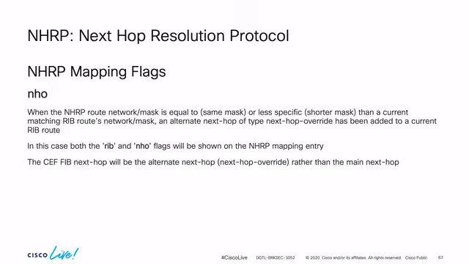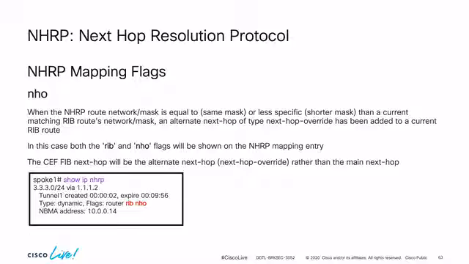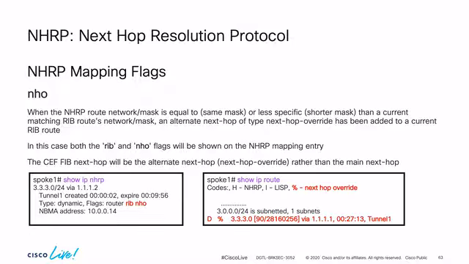So if you were to look at the routing table, you would see the RIB route being marked with a percentage symbol. In this particular case, you see this 3.3.3.0 via 1.1.1.1. This basically is a next hop override route, because the NHRP route which we had was less specific than this specific RIB route.